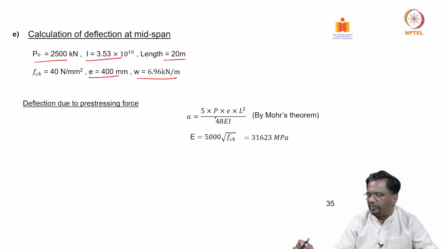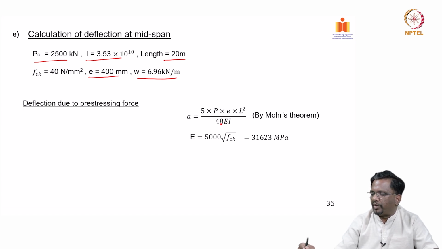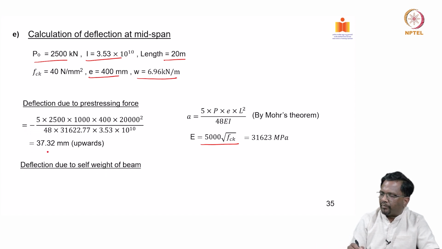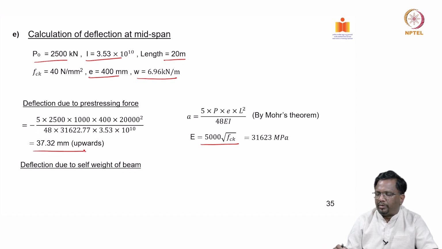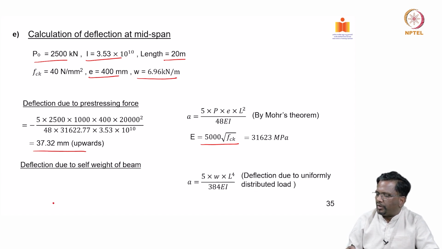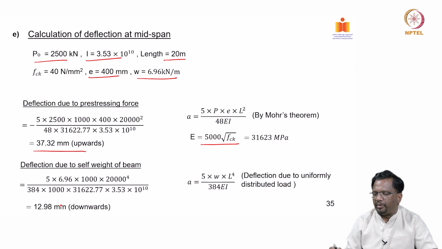And you take the moment of that. If you substitute for this particular case, it is 5 by 48 EI into PEL square, and E is equal to 5000 square root of FCK, and you find the deflection is going to be 37.32 millimeter, which is upward. Due to the self weight of the beam, it is going to be 5 by 384 EI into WL power 4, which is the deflection due to the uniformly distributed load, and you get a deflection of 12.98 millimeter downwards.